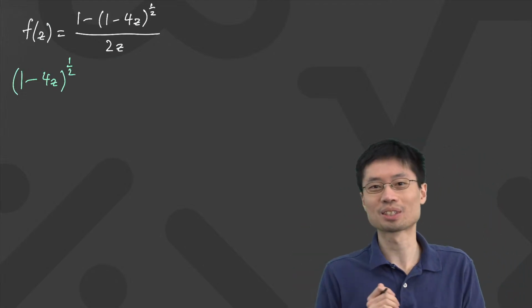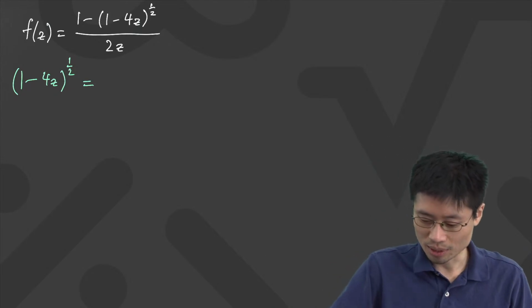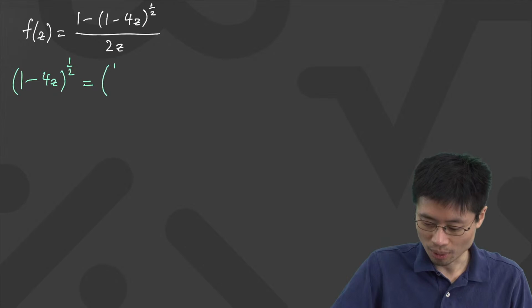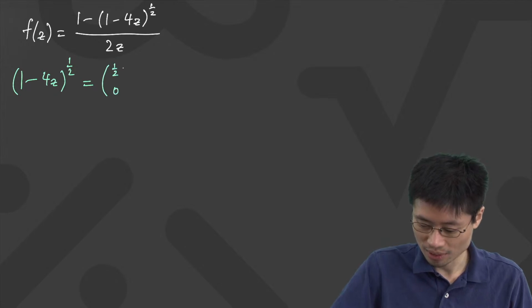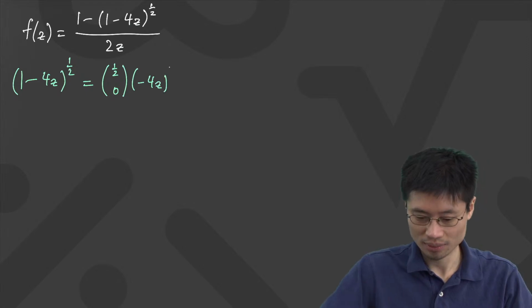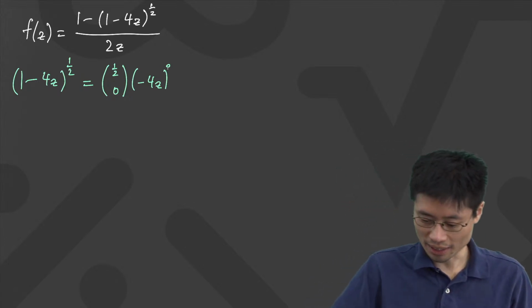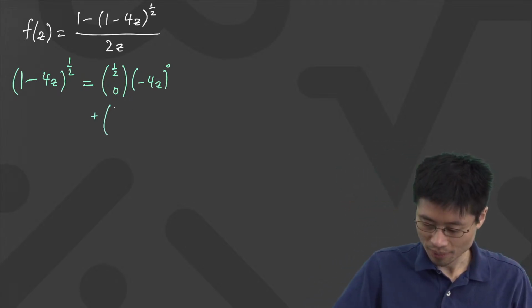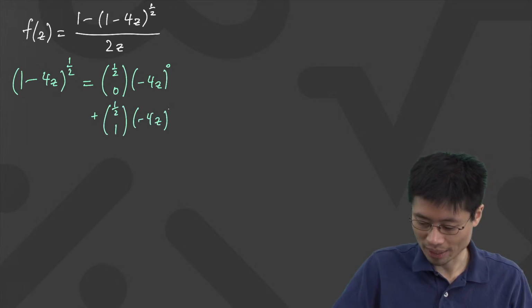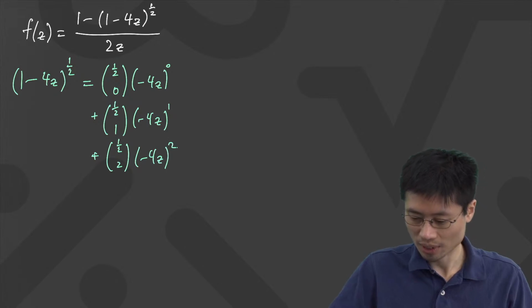Okay, well now we know it's going to be a bunch of chooses, right? So this is just simply, by Newton's generalized binomial theorem, 1/2 choose 0 times negative 4z to the power 0. That's the first term. And the second term is plus 1/2 choose 1 times negative 4z to the 1, plus 1/2 choose 2, negative 4z to the 2, and so on.